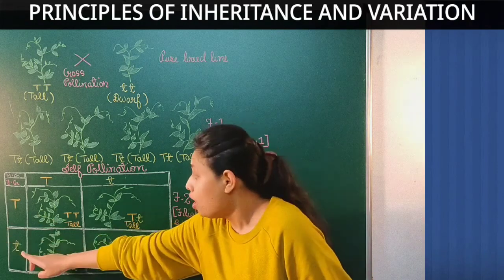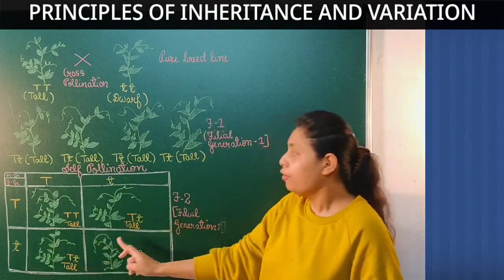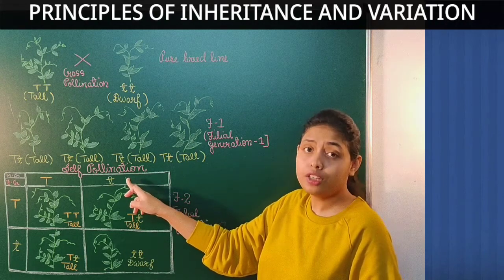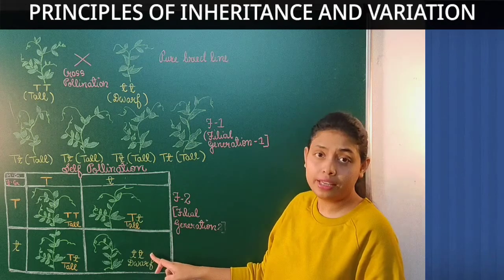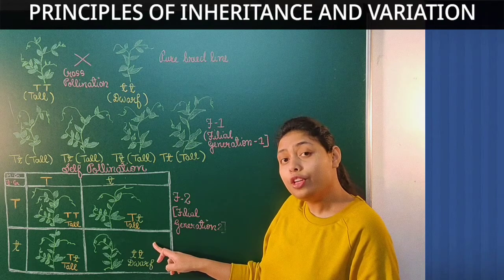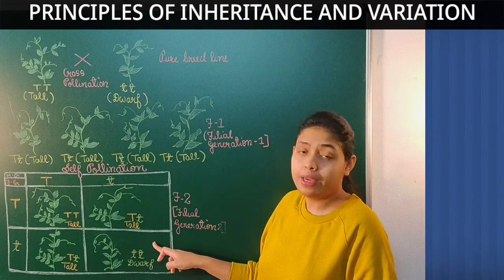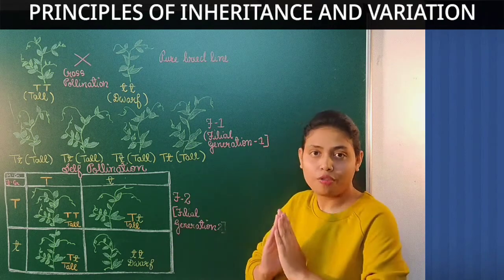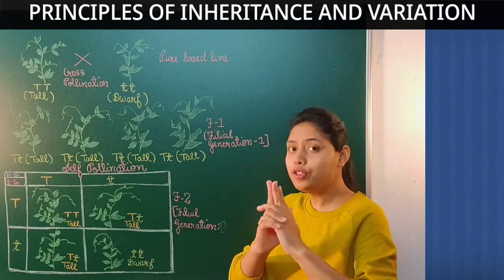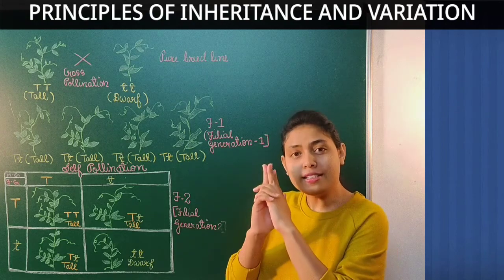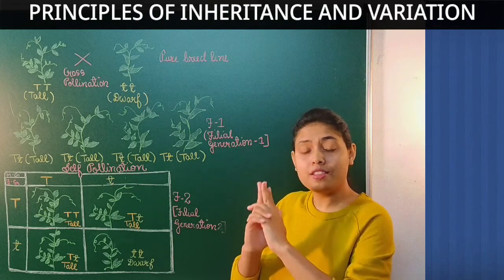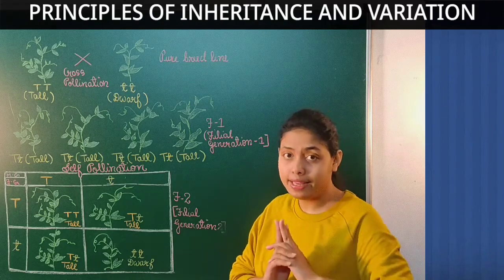Now the small t allele of the female gamete combines with the small t allele of the male gamete. The combination formed is small t and small t. As there is no dominant allele, what will be the phenotype? Recessive phenotype will be expressed. That is dwarf. So the height of the plant will be dwarf. Remember children, whenever capital T is mentioned in genotype expression, that means the phenotype produced will be dominant.